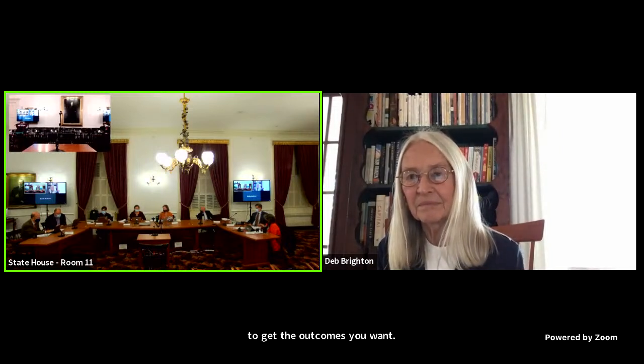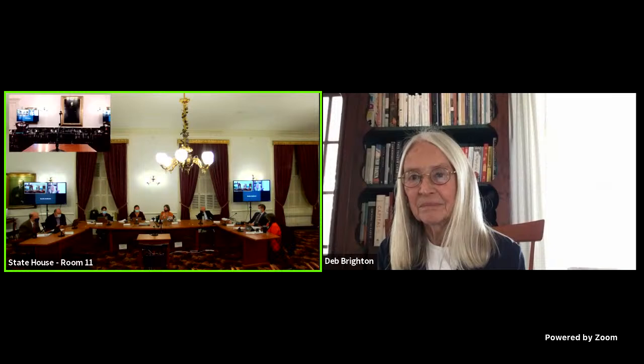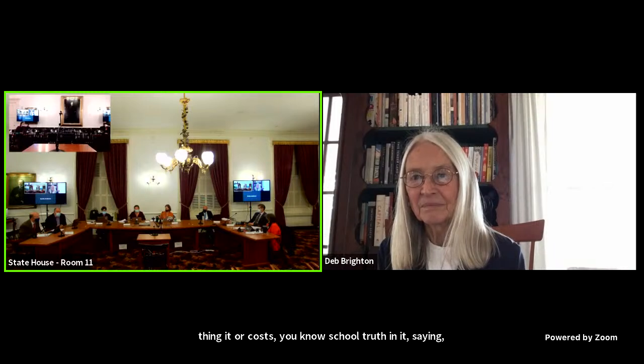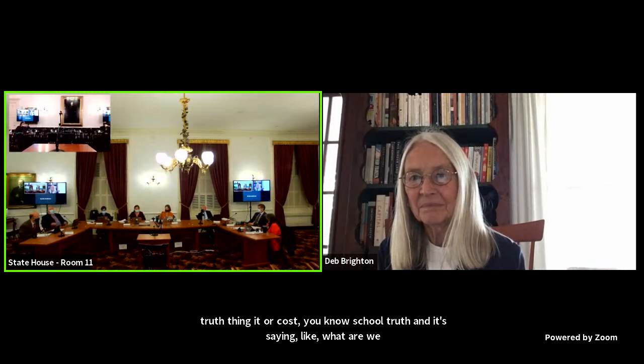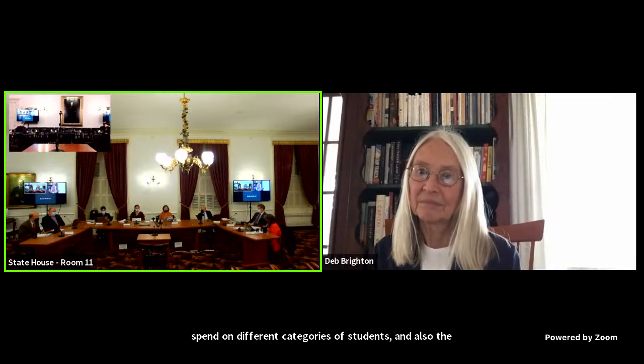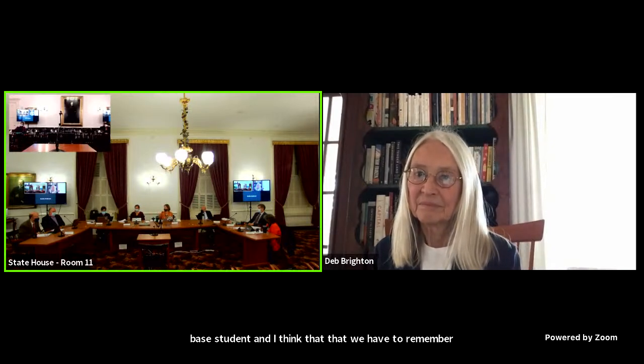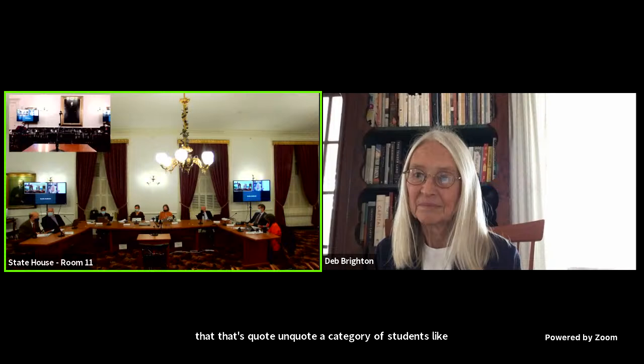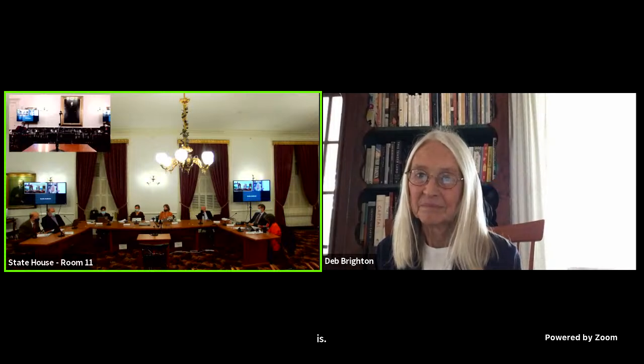That's the different approach we were talking about. But also Deb was mentioning last time, Deb and I had this whole conversation about ground truthing it, or cost, school truthing it, saying like, what are we seeing on the ground as to what schools really need to spend on different categories of students, and also the base student. And I think we have to remember that that's a category of students, like is 10,336 or whatever it is sufficient or not for the base level that we would be sending out to districts.